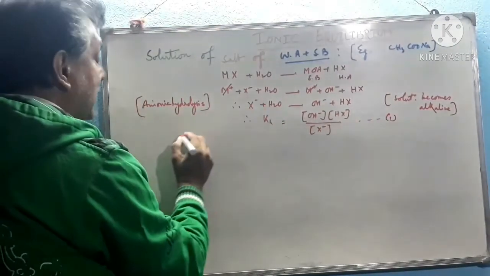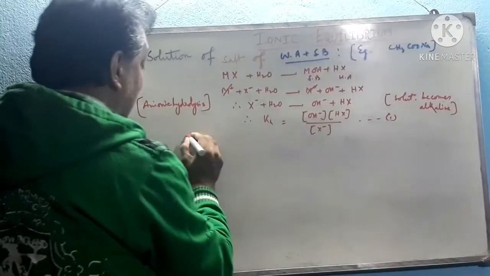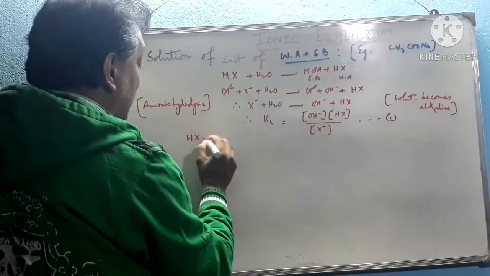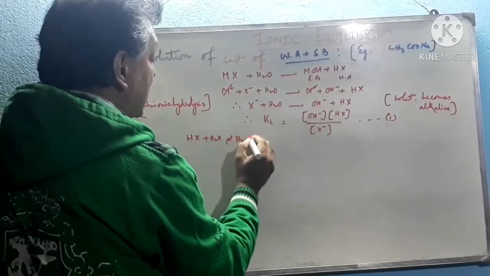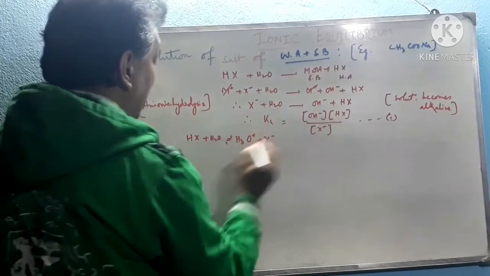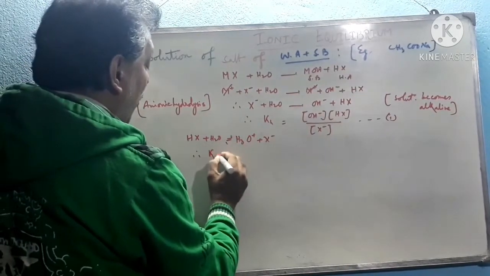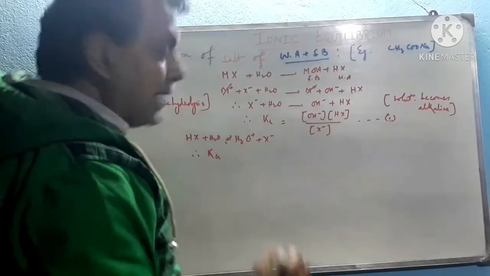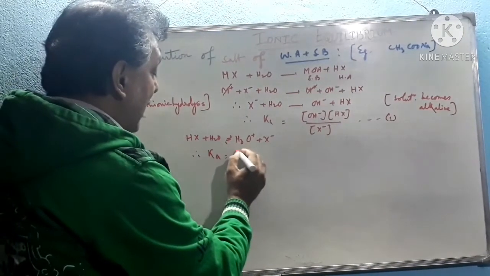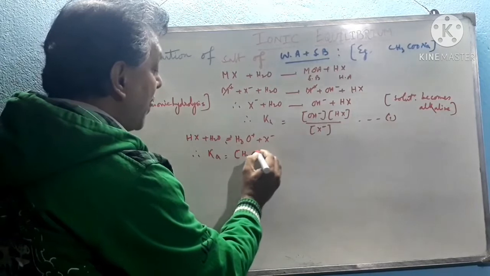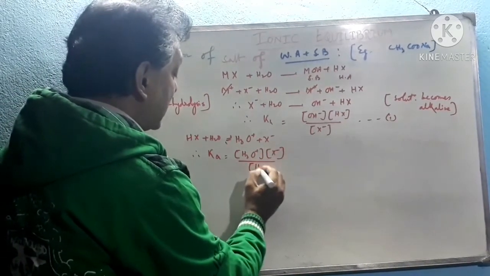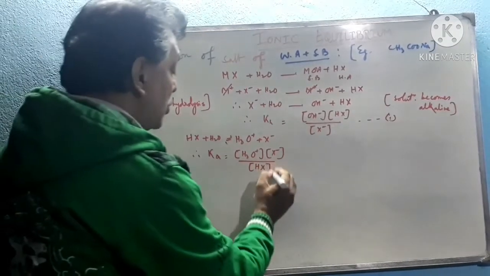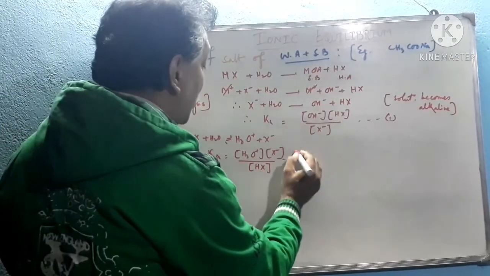And for this weak acid HX, it dissociates in water to form H3O⁺ and X⁻. Therefore, Ka, the dissociation constant for this acid, can be written as Ka = [H3O⁺][X⁻]/[HX]. So this is expression number 2.